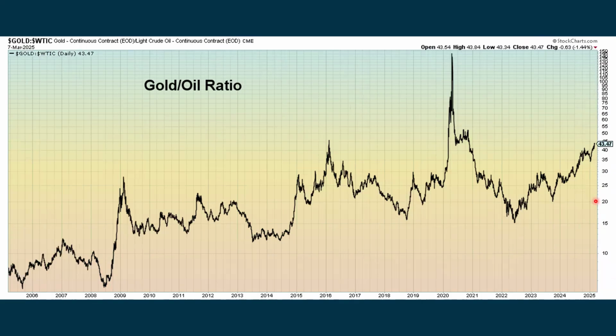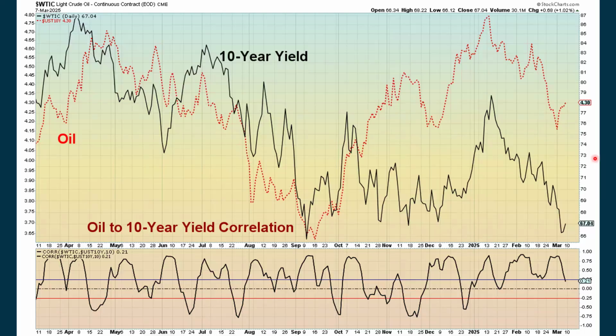Then we look at a ratio of gold to oil, and it's not that gold has been doing great, it's just oil has been going down, and that's why we're seeing this ratio going up. Then we look at a correlation between the 10-year yield, that's interest rates, and oil. And you can see that there's a pretty strong correlation between the two. But lately, we've been seeing oil going back up here on this chart, where the 10-year yield had been dropping and now is starting to go back up.